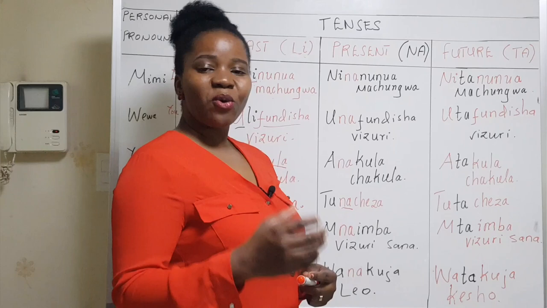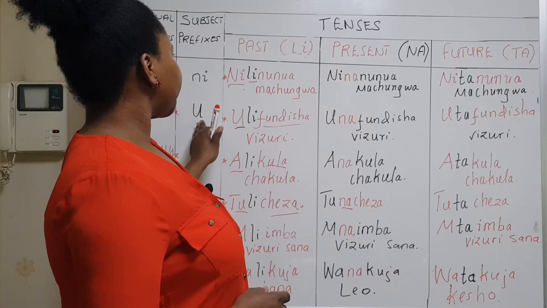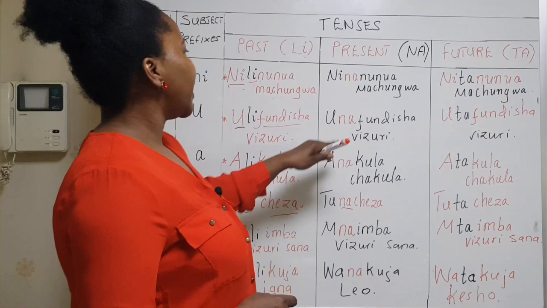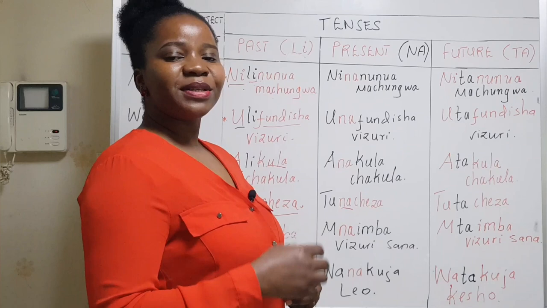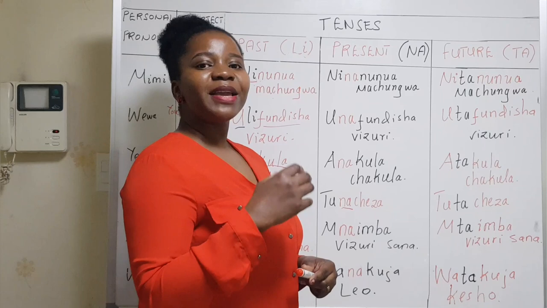Unafundisha vizuri. It's the same. U is for the subject prefix, which means you or wewe. Una. Na is the present tense, and fundisha is the verb, which means to teach. Vizuri sana, which is very good. So unafundisha vizuri sana, that means you are teaching very well.